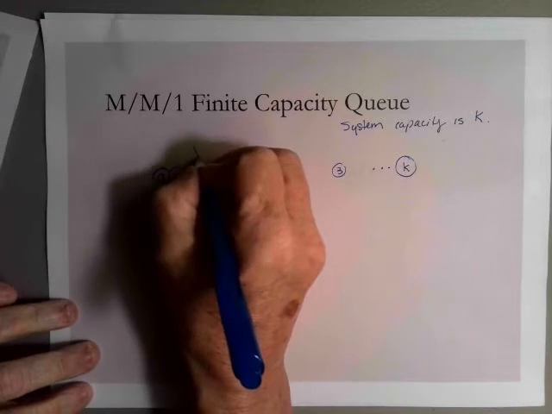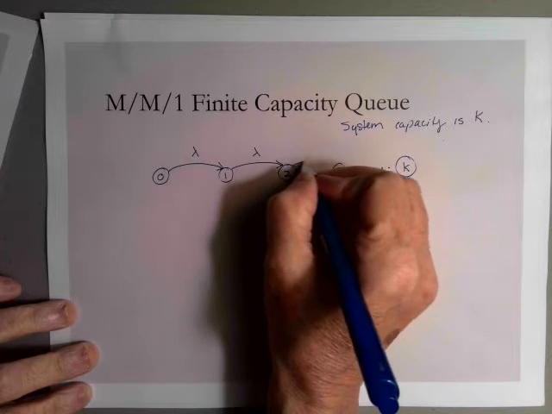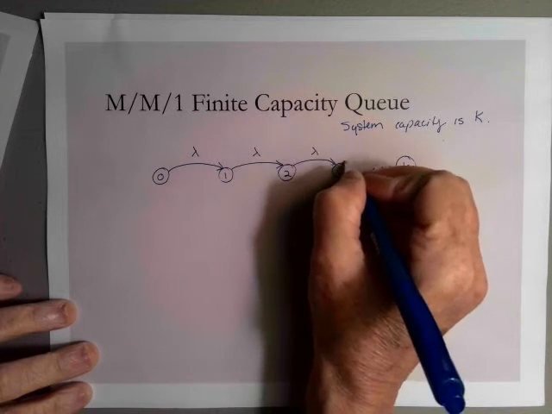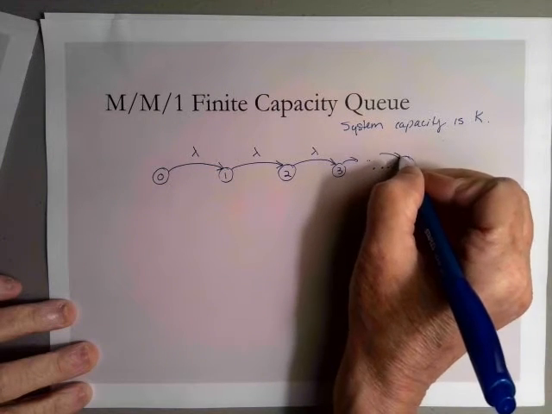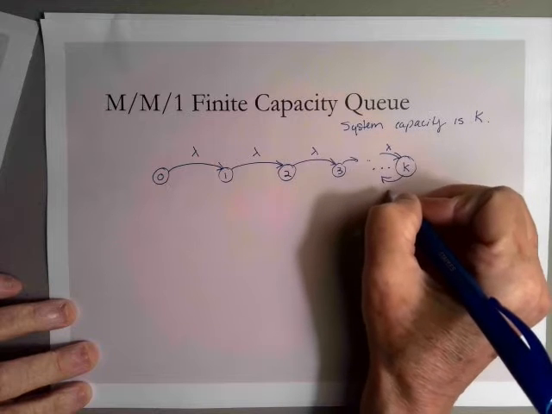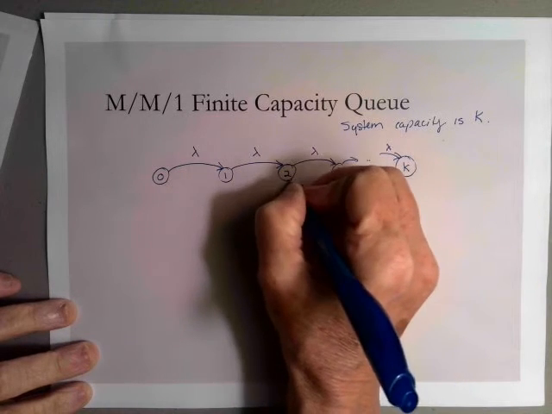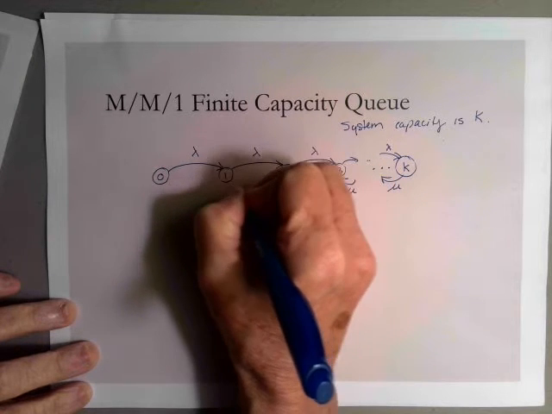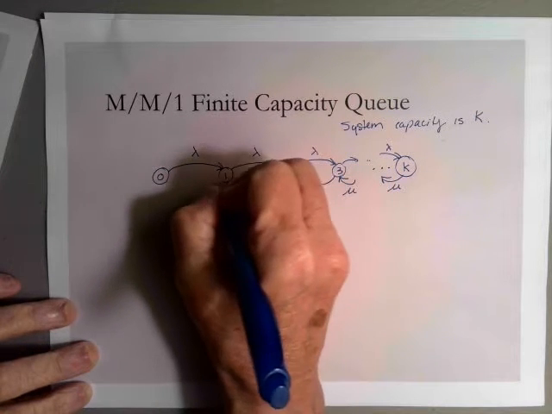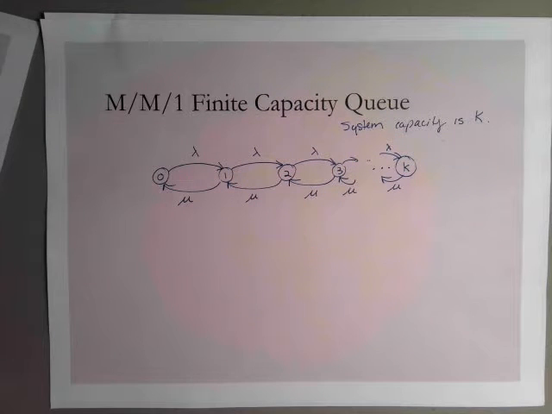So we'll have an arrival rate of lambda going from 0 to 1, from 1 to 2, from 2 to 3, and so on, and you get the idea here. And then I'll have a service rate, which will be a constant at mu, going from 3 to 2, and 2 to 1, and 1 to 0. So that's what the queue would look like, so there's really no surprises there.